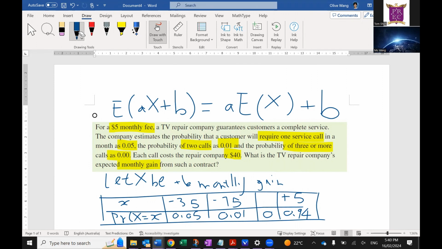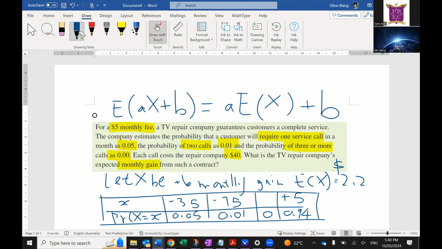Got the answer? 2.2. Positive? Yeah. Is that a good deal or not a good deal? Yeah, it is, because you actually gain a profit from this one. So it's a good one. This is one way to do it. Any other ways to do it then?